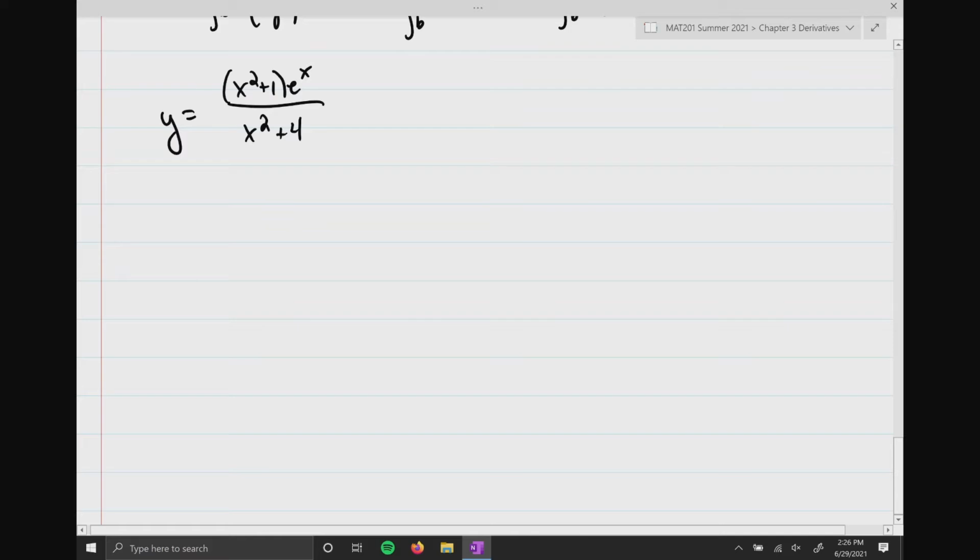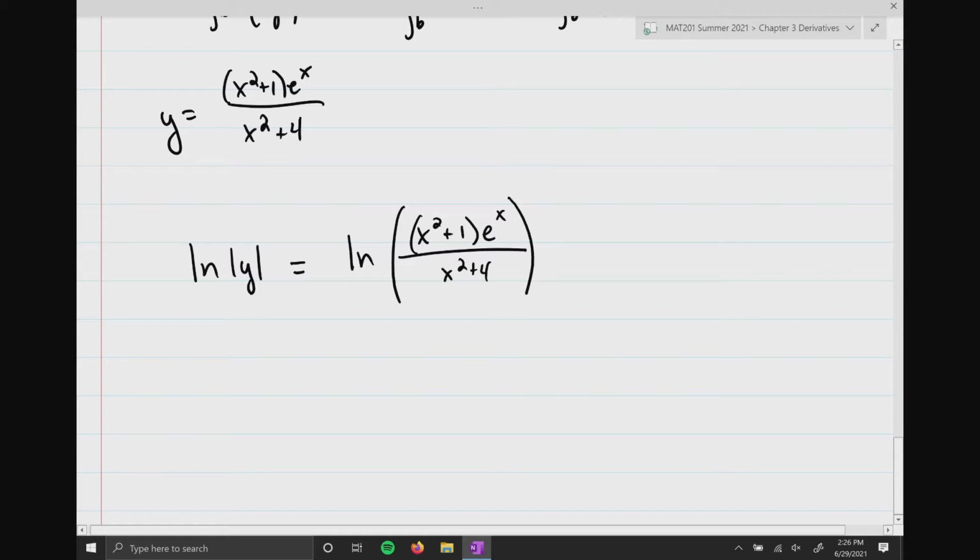So I'm going to take the natural log of both sides first. So I get the ln of y equals the natural log of (x squared plus 1) times e to the x over (x squared plus 4). And by doing that, I can make my life a little bit easier, because I can apply those properties and simplify the right-hand side.